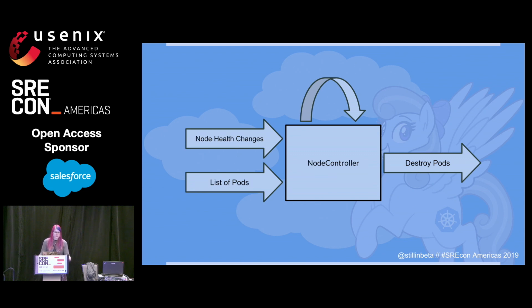The node controller does something similar. There is a separate component of Kubernetes that sets the status of health for an individual node. And this component looks at those health statuses, and it looks at the list of pods. And if it sees a whole bunch of containers that are scheduled on nodes that aren't healthy anymore, it'll destroy those pods, and it'll put them somewhere else.